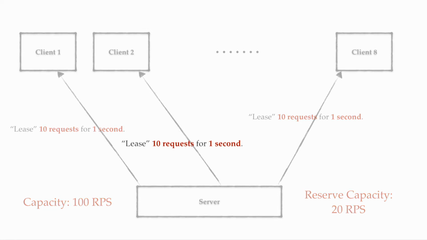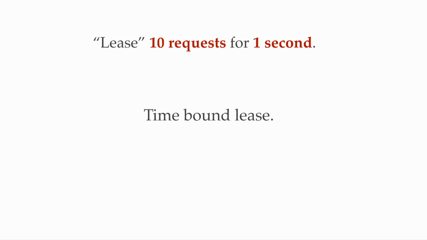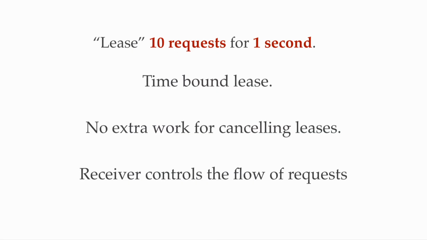What it is doing is providing a time-bound lease. If you are aware of HTTP2 max concurrent streams at any point in time, it does the same thing. The difference between the two is that this is time-bound and the other is not. And the receiver controls the flow of requests. So if I am the server who's ready to accept requests, I control how many requests you can send to me.